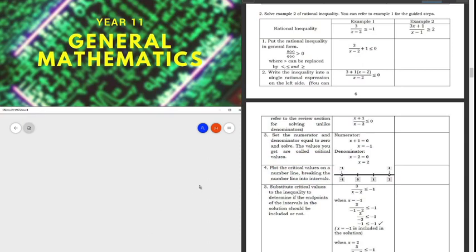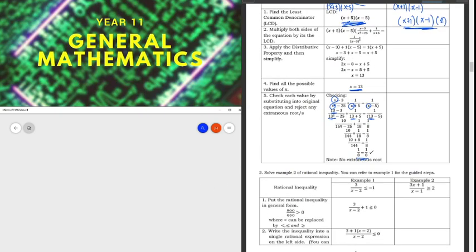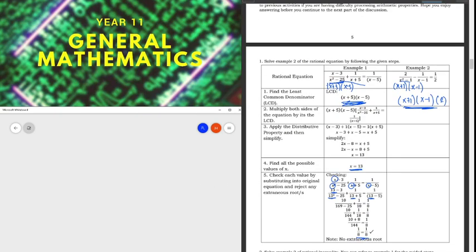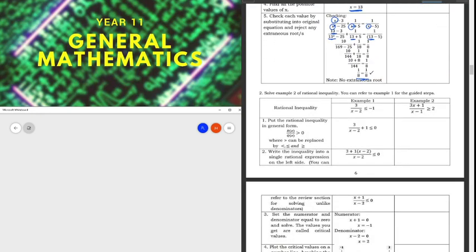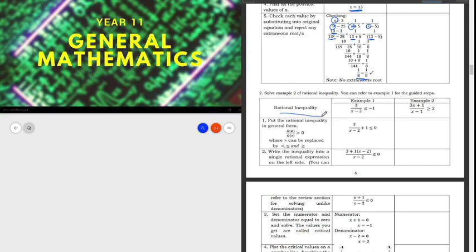Okay, so let's continue. We're back and we're going to continue our example number 2. I hope you already have the solution for example number 2. Practice does not really make perfect, but it gives you familiarity if you keep on practicing solving an equation. Okay, so let's start again with our example number 2, rational inequalities.